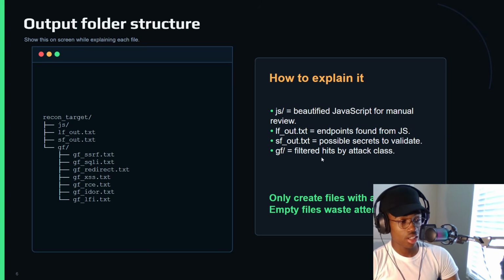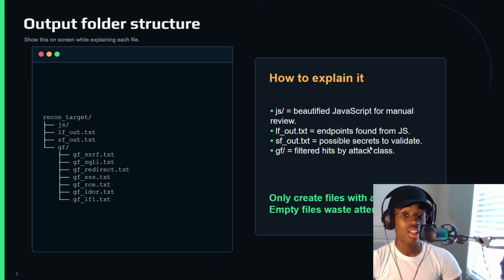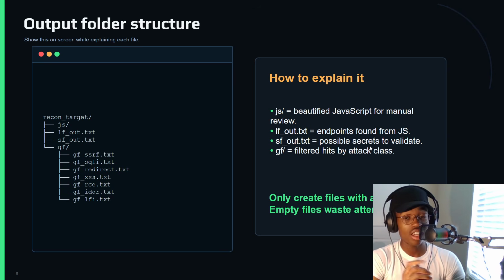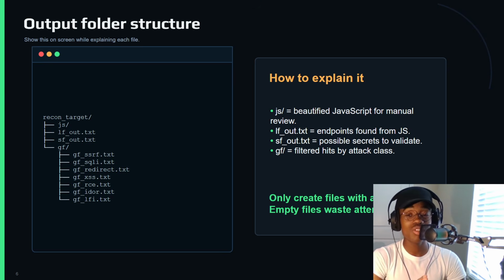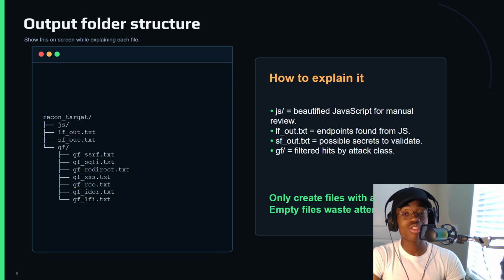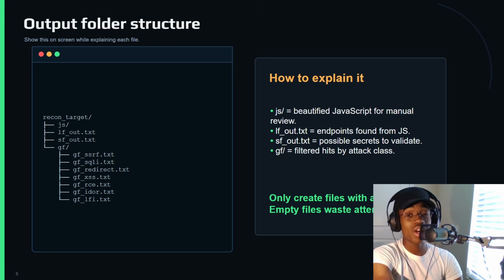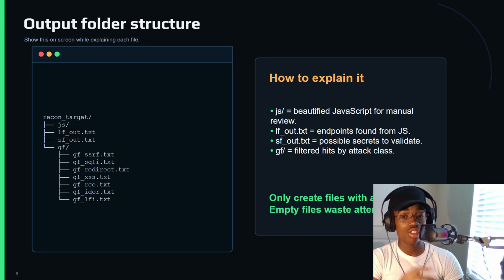And then you have the LF out, endpoints found from JS, SF out, possible secrets to validate. Also, this is something, if you make it here in the video, this is a secret. I'm most likely going to also be releasing another script that goes through and tests to validate if these secrets are real or not. So you don't need to manually grab each one by one.